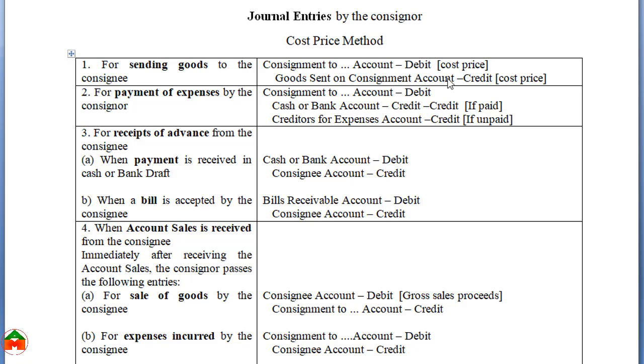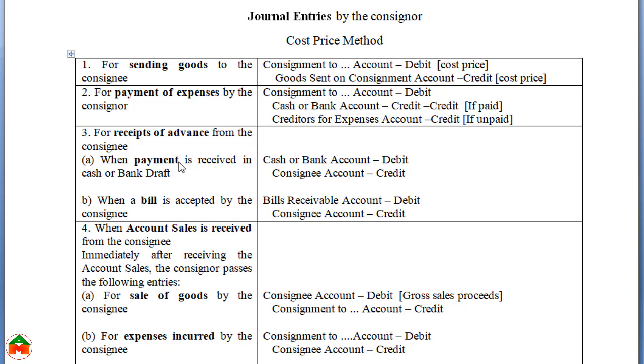And if the consignor pays any expenses, then the journal is consignment to consignee. I mean, this account will be used for the cost price as well as for the expenses made by the consignor. That means the debit is consignment to consignee; you have to mention the consignee name. And on the credit, you have to show the cash or bank account if you pay it. But if you did not pay, then you have to show creditors or accounts payable for the expense account.